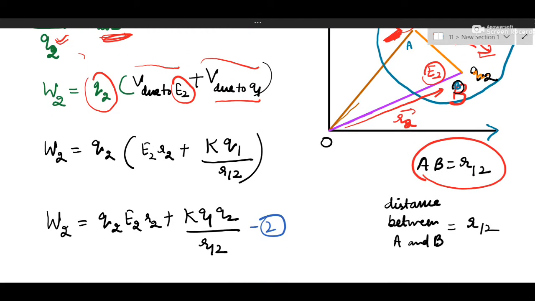Now how to open the potential due to the electric field, that you know already, we have done it so many times. Let us do it again. Electric field is equal to potential gradient, V by R. So it's E2 and the second position vector, so V is E2 R2, which we have substituted here. It is E2 R2, the potential due to E2 at B. Now the potential due to Q1.